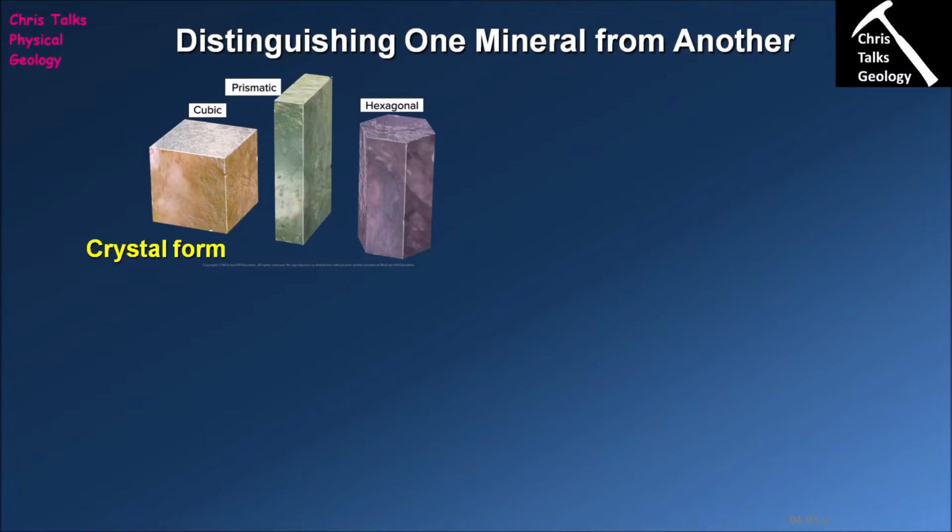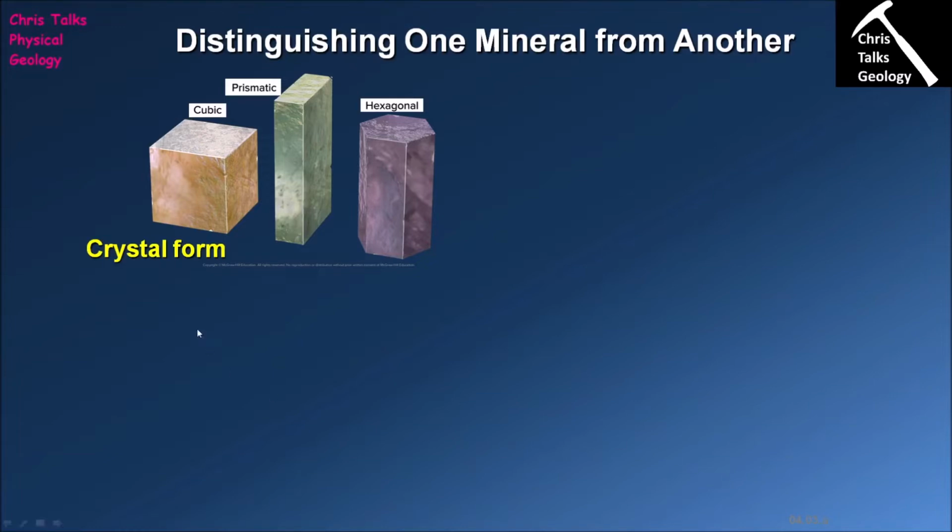So the next thing we need to think about is how do we distinguish one mineral from another, because that's got to be one of the goals of a geologist. When we look at a rock we need to know what we're looking at, so obviously we need to be able to work out what the minerals are. So what are the various criteria that a geologist can use to try and identify a mineral?